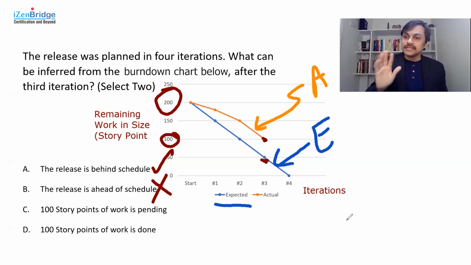There is a possibility you might have done a little more, in case some work has been added in between. So from a burn down chart, it also depends how it is presented. It's better to focus on something which is clearly coming out, which is the remaining work. We have no indication of the amount of work done. Definitely the remaining work equals the total work minus the done work. But in many burn down charts, the total work might have fluctuated in between. So if I have to choose between C and D, I had better choose the clear thing, which is that 100 story points of work is pending.